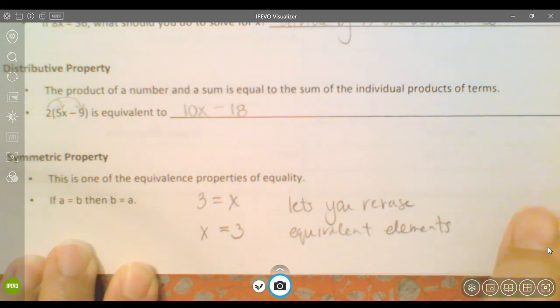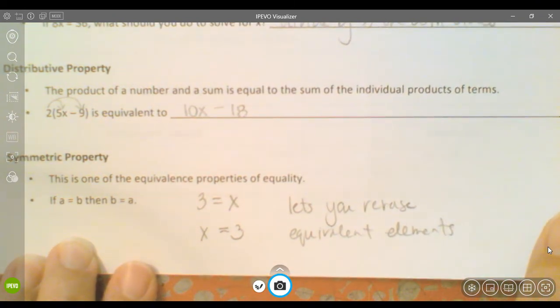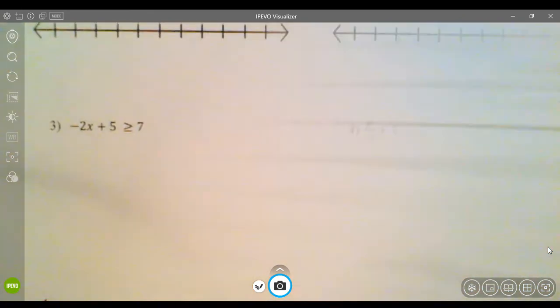That's it. You do it all the time. You didn't realize, though, that it had a name. All right, so that's basically it. Let's look at a few to practice.